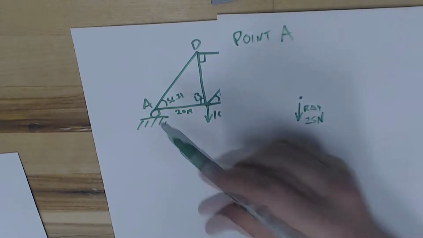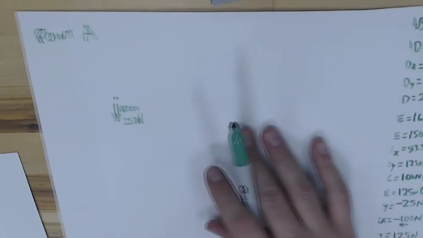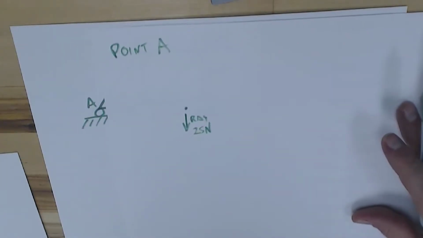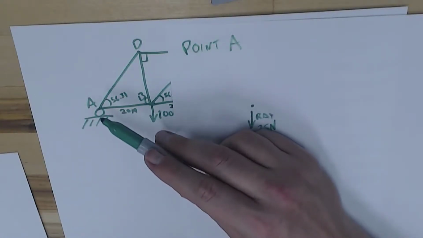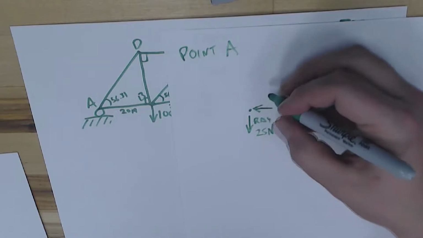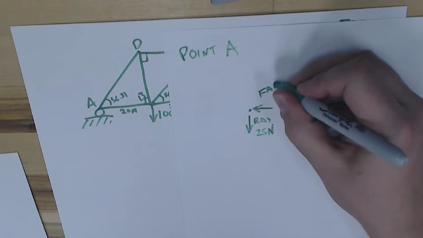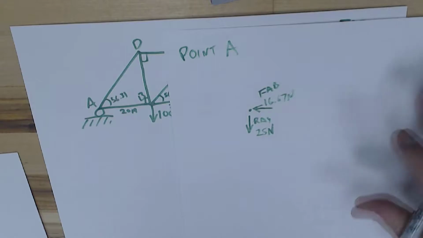And going around the park here, we've got AB, force AB. We also know that's up here on our scoreboard already. We know that, 16.67 in compression. So it's in compression, which means it's pushing against point A. So I'm going to put that there and say it's pushing against point A. That's force AB, and we know it's 16.67 newtons.